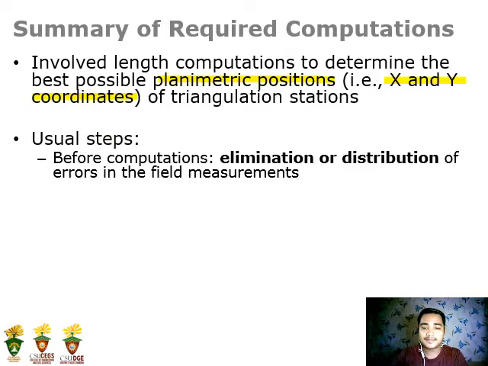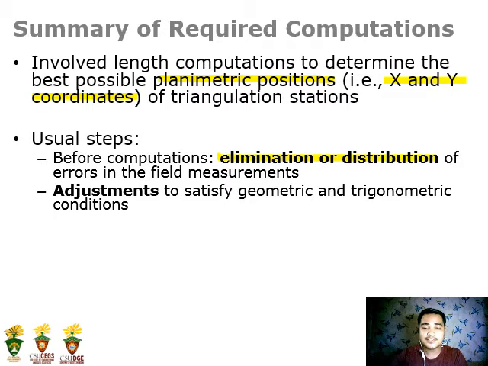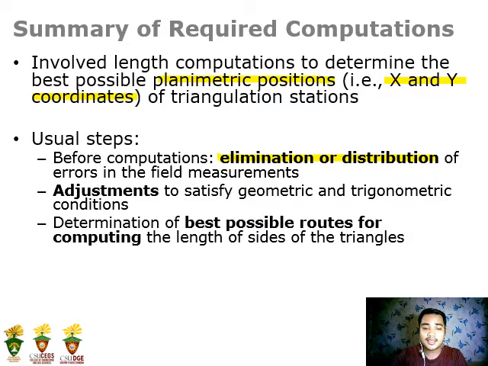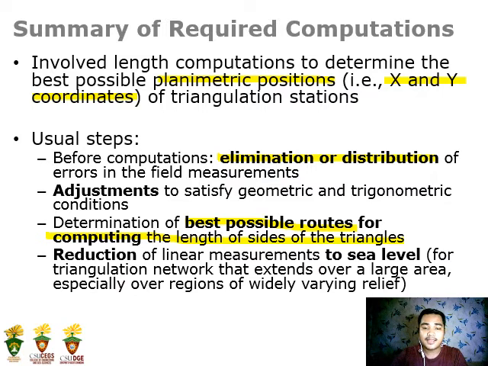Next are the usual steps, which are the elimination or distribution of errors in the field measurements. Since errors are unavoidable, those errors will be eliminated, or if they cannot be eliminated, distributed. Then adjustment to satisfy geometric and trigonometric conditions, and determine the best possible route for computing the lengths and sides of the triangles.